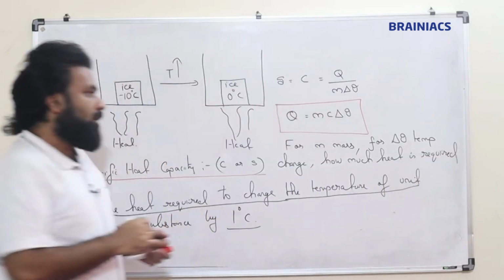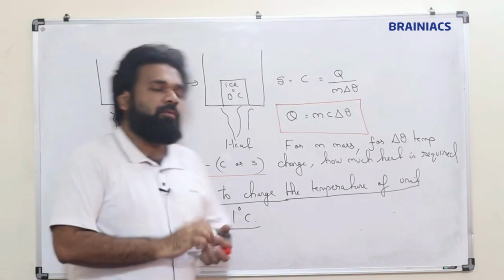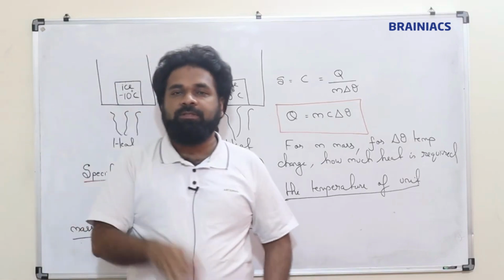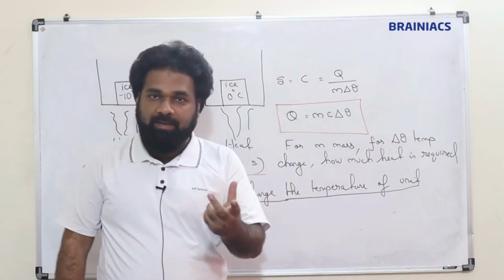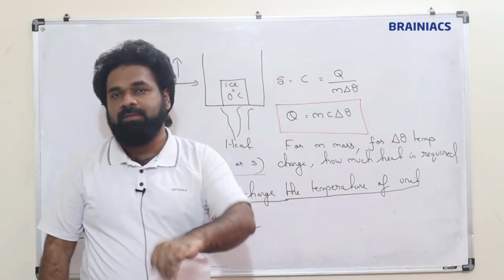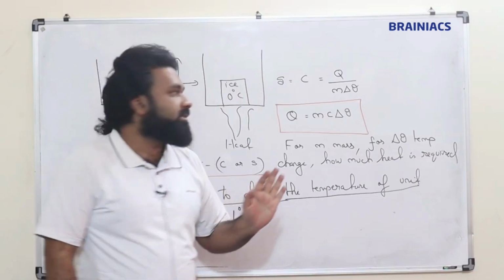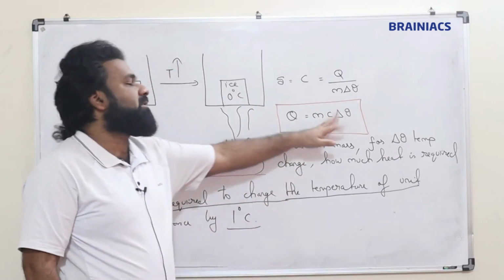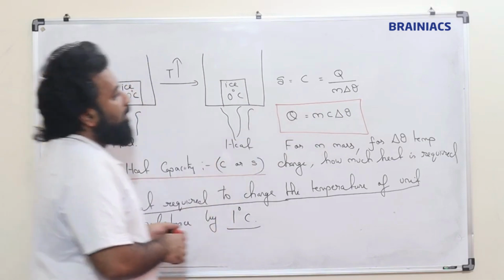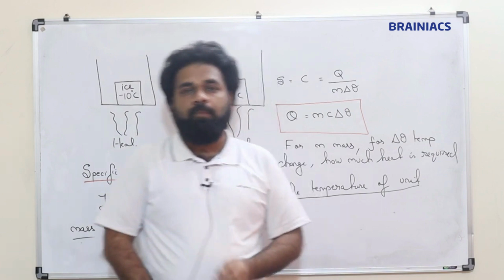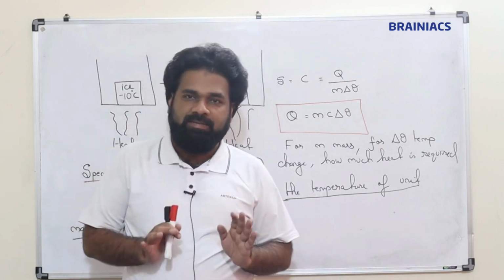Clear? Okay, so for 1 gram, for 1 degree change, we say specific heat. For m mass and for delta theta change, we multiply with that mass and we multiply with that change in temperature. So total heat required is mc delta theta.